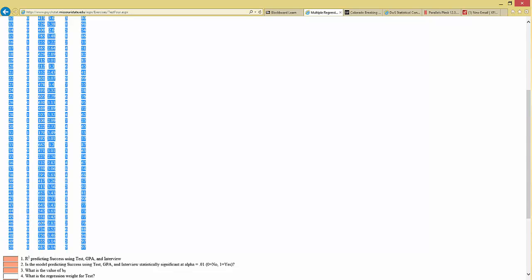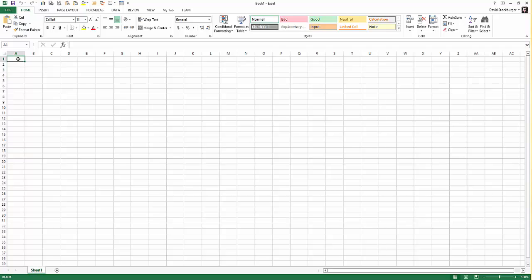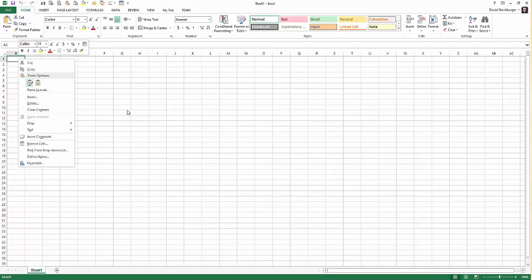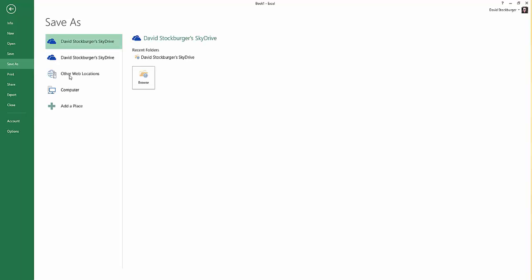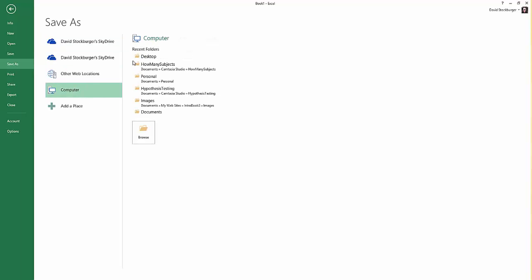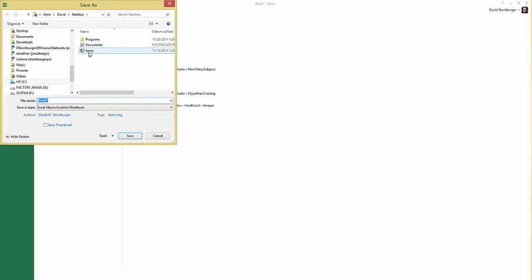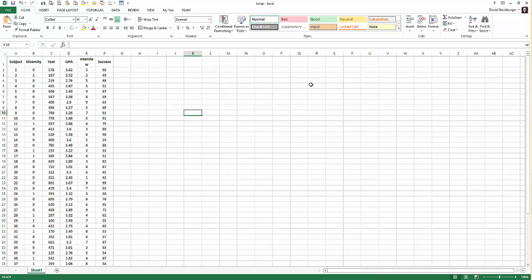We'll open a blank Excel worksheet. We'll paste our data into the Excel worksheet. We'll save it. And we'll call it temp. We don't need this anymore.